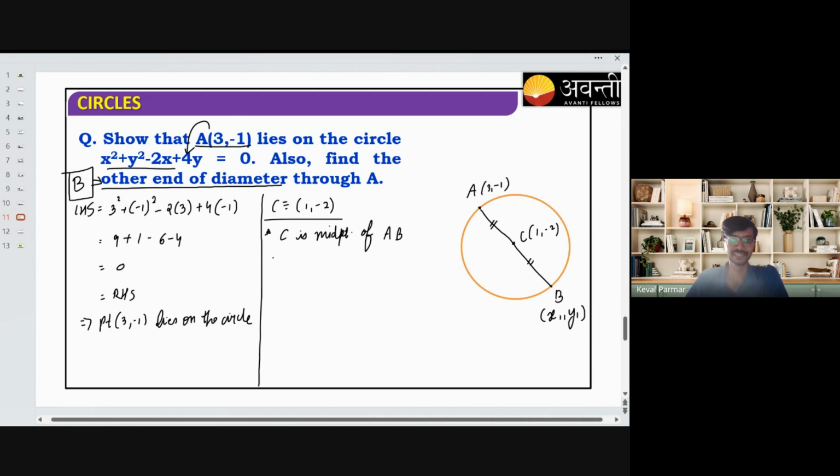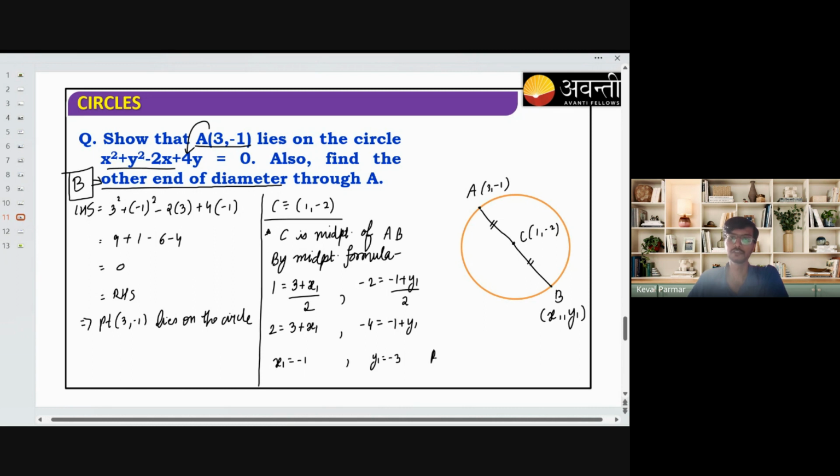So we can say by midpoint formula. I can write 1 is equal to (3 plus x1) upon 2, and minus 2 is equal to (minus 1 plus y1) upon 2. So 2 is equal to 3 plus x1 and minus 4 is equal to minus 1 plus y1. So I get x1 is equal to minus 1 and y1 is equal to minus 3.